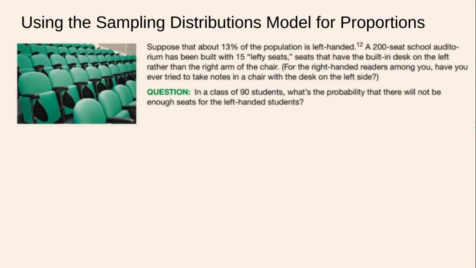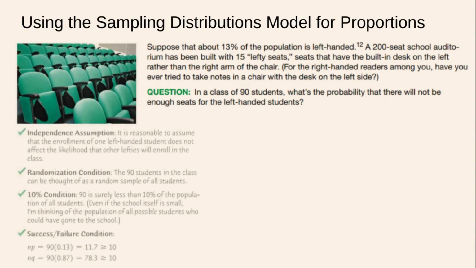So, first we need to check the conditions. We can assume independence. It is reasonable to assume that the enrollment of one left-handed student does not affect the likelihood that other lefties will enroll in the class. We can confirm that with randomization. The 90 students in the class can be thought of as a random sample of all students. Fine, not the kind of randomization we would hope, but that's what we got.